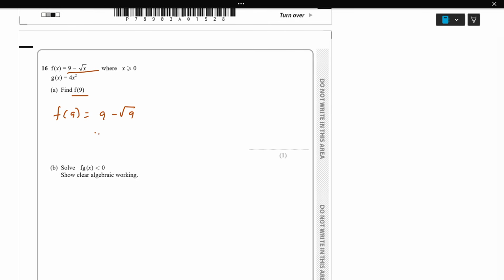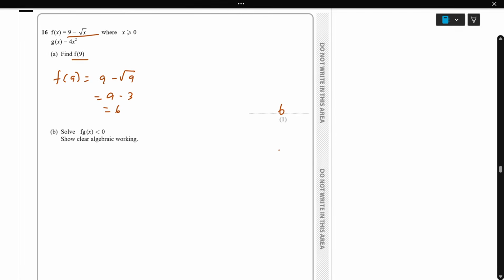Next question, f of x and function question. Find f of 9. Just substitute x equals 9. So 9 minus square root of 9, which is 9 minus 3, which is equal to 6. 6 is the answer.